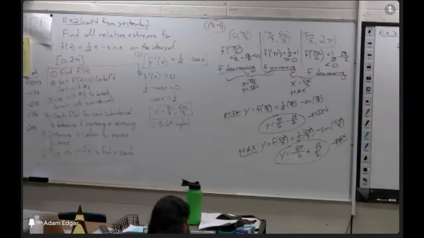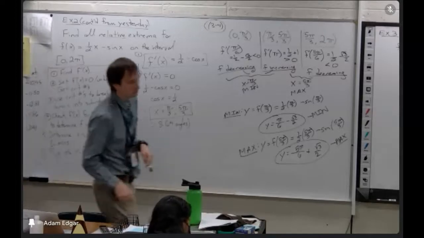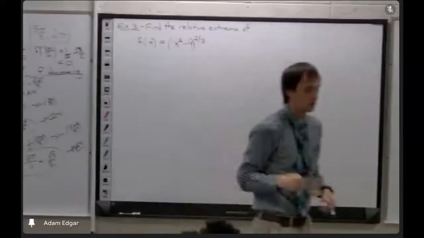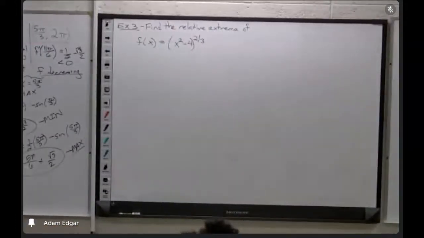Follow up with this one. All right, example 3. What's your first step? Derivative. Great, do it. You find the derivative. To find the derivative, what rule are you using? Chain rule. All right, so do your chain rule, get the derivative for that thing.